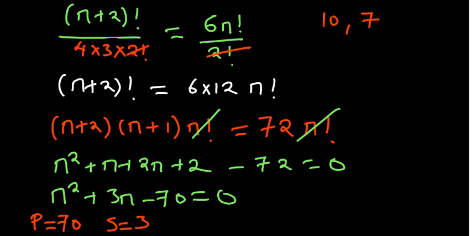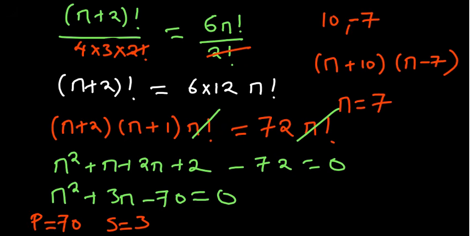So if they are to give me a positive 3, then 10 has to be positive and 7 a negative value. So that you have n plus 10, n minus 7. So a positive value is obviously going to be n is equal to 7. So that's how you handle this question.